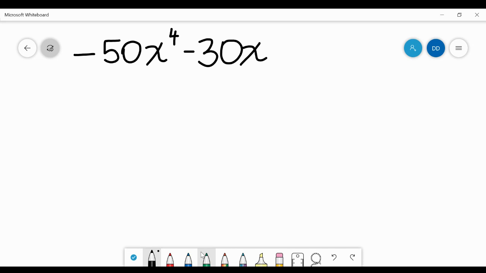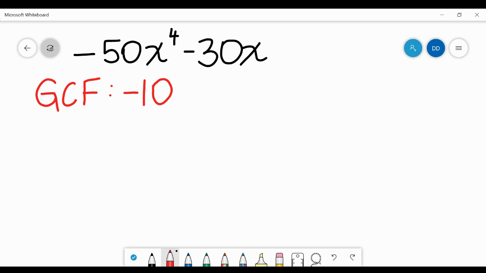So the first thing that we're going to do is take a look at the numbers. So we have negative 50x and negative 30. So we need to find the GCF of negative 50 and negative 30. Okay, so you have to ask yourself, what is the largest number that can go into both of these? The largest number that can go into both of them is 10. Now notice both of these numbers are negative, so that means that our GCF is also going to be negative. So the first part of our GCF is going to be negative 10.